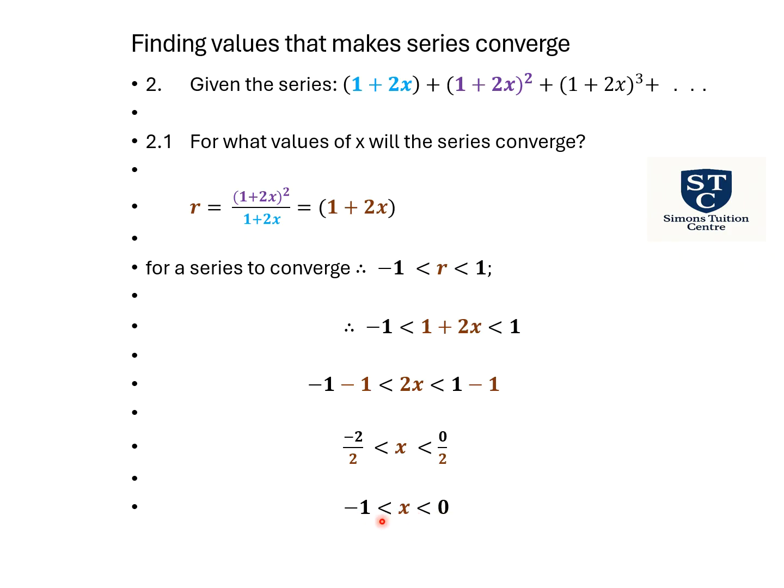So all the values in between minus 1 and 0, if I substitute in the place of x, will give me a series where the values become smaller and smaller. It is converging, right, to a specific value. Right, now let's look at the next problem.